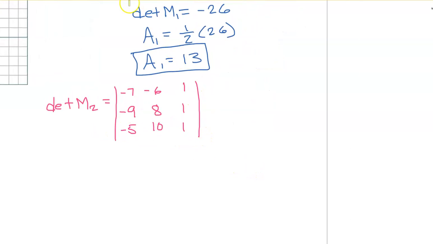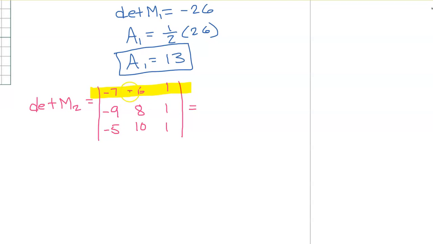Let's pick a row, and I think I will just use the first row again. It doesn't matter which row you pick, we're just going with the smaller numbers. And we will use these 3 numbers as the cofactors. So I will have the -7. Don't forget, we're using the pattern plus, minus, plus, which means we keep the sign, change the sign, keep the sign. So I will keep the -7, and I'm going to do the minor matrix now by also canceling out the first column. And that's going to give me 8, 1, 10, 1.